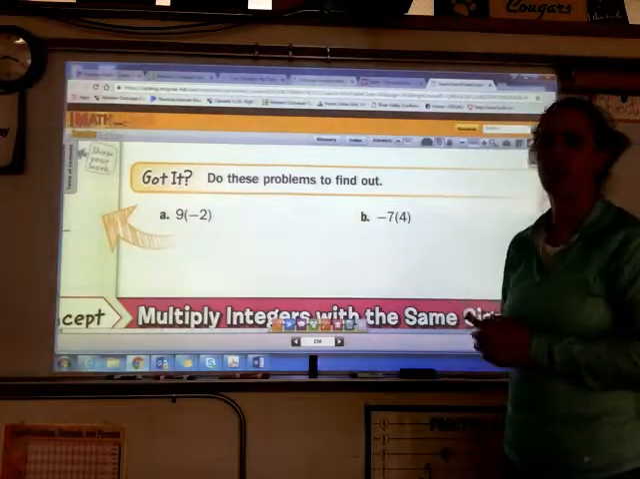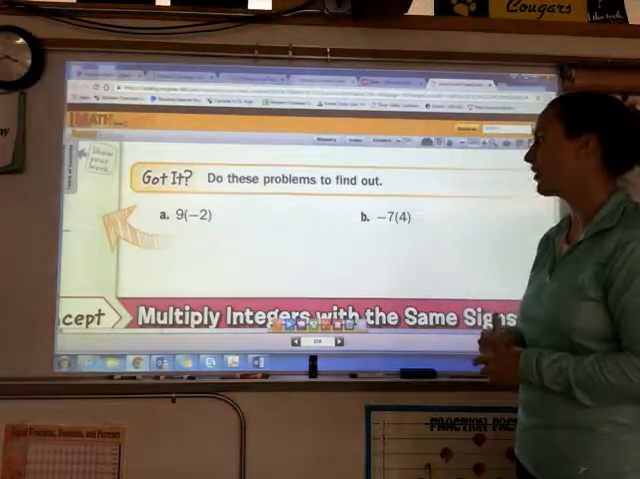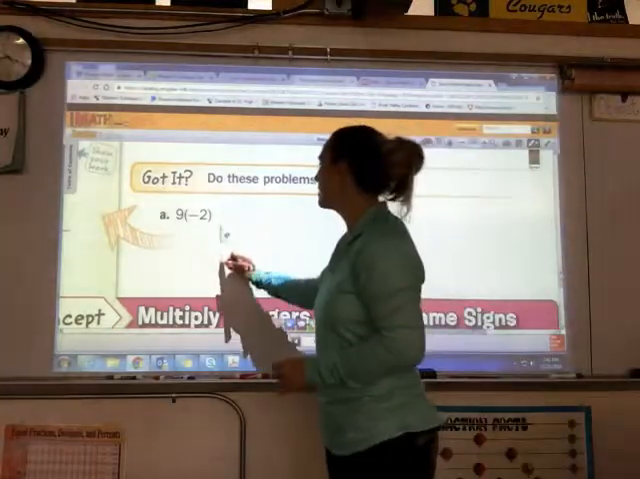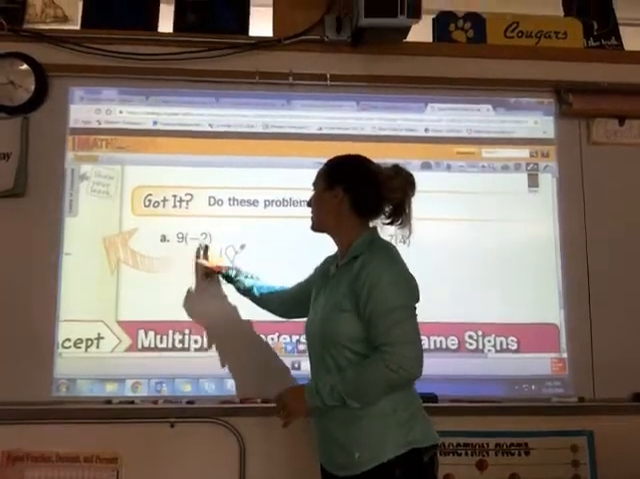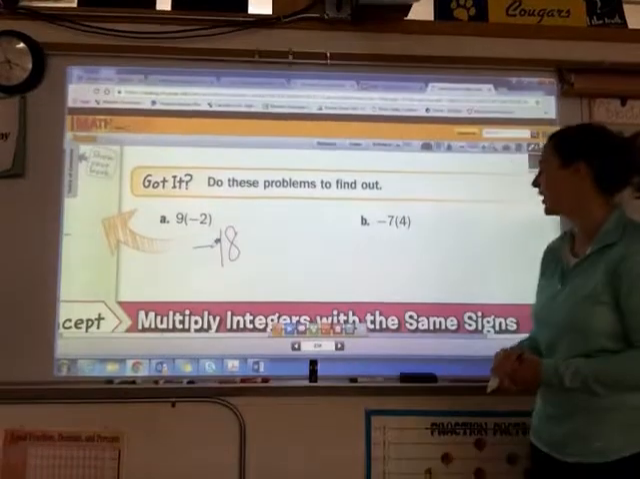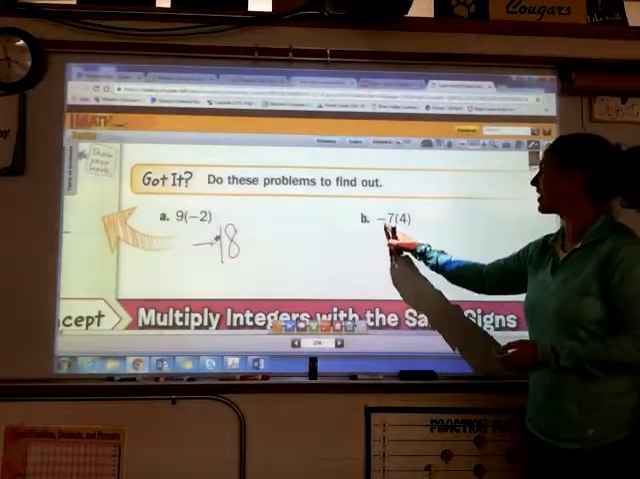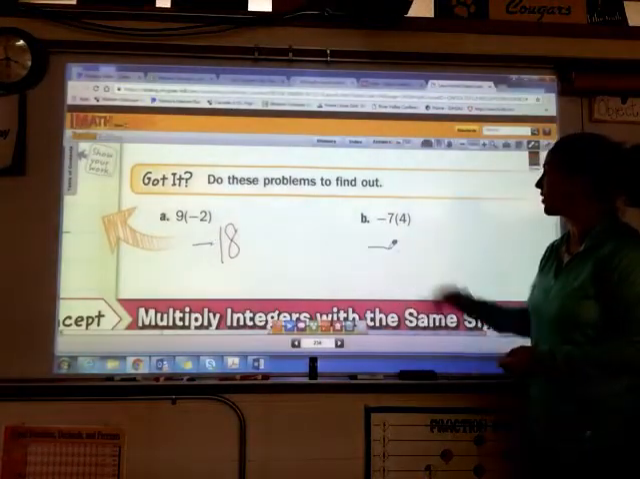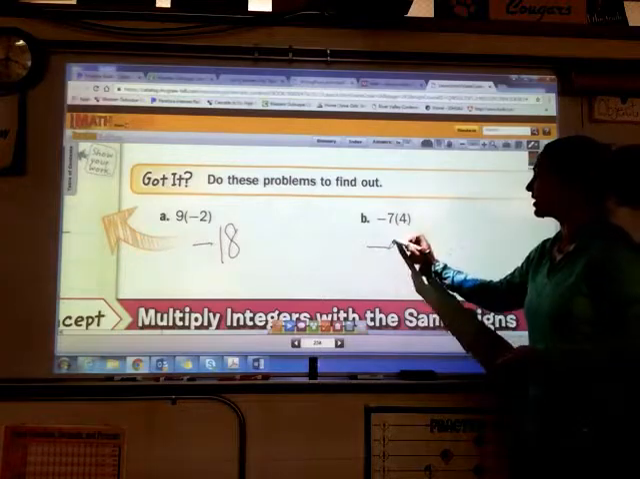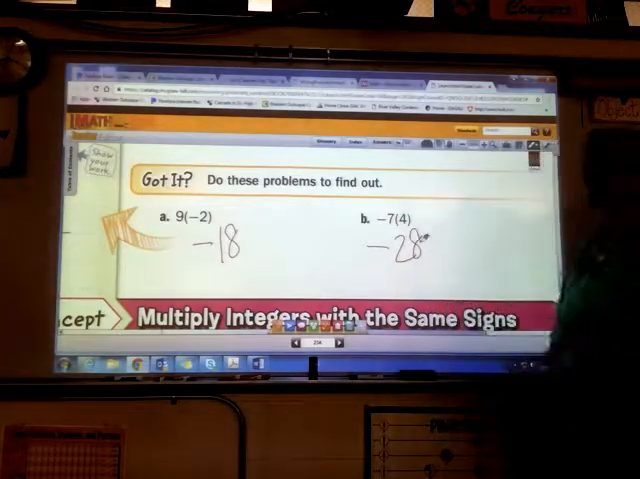I'm thinking to myself right now as I look at got it problem letter A, 9 times 2 is 18. I'm taking a positive times a negative, so my answer is going to be negative. As I take a look at letter B, I've got a negative times a positive, so I know my answer is negative. 7 times 4, 28.